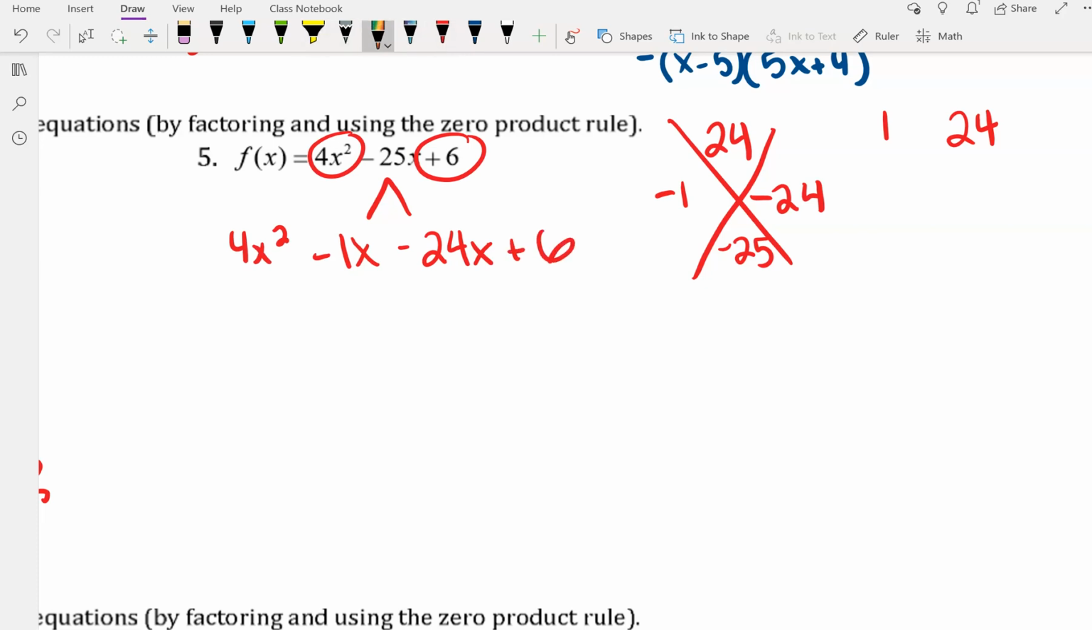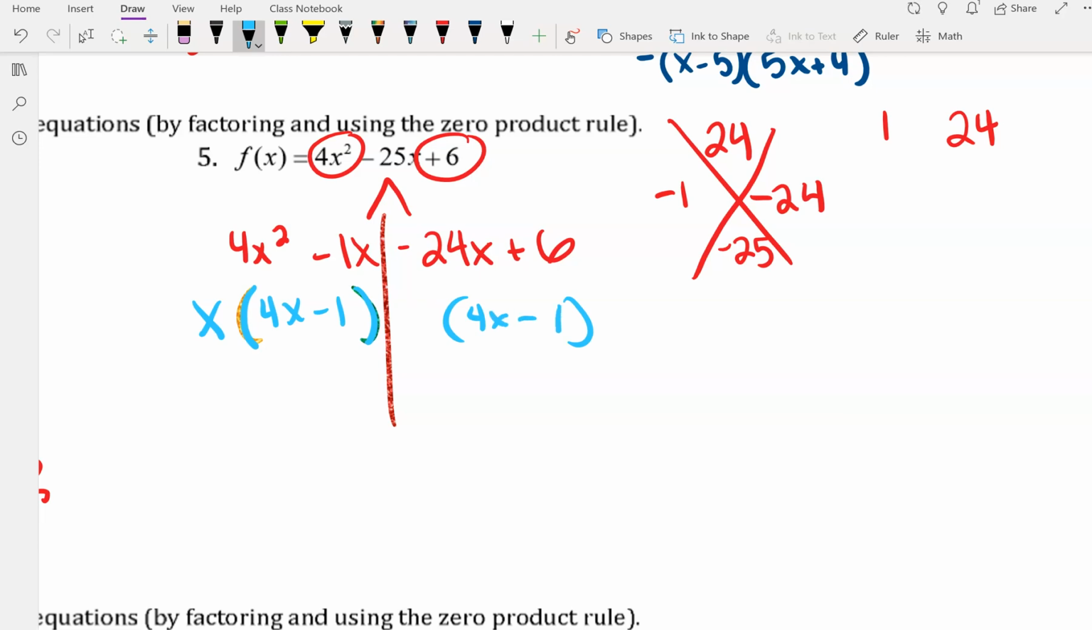Now that I have 4 terms, I split a line down the middle, and I factor by grouping. Oof, I wanted to use the rainbow pen, but it's kind of hard to follow. All right, the GCF for these first two terms is just x. Divide each by x, I'm left with 4x minus 1. That's what I'm going to copy over here, 4x minus 1.